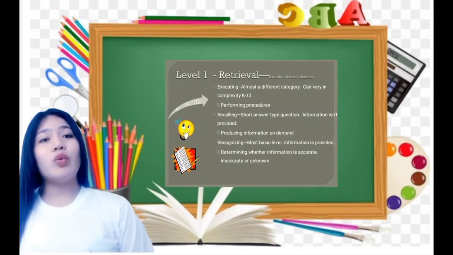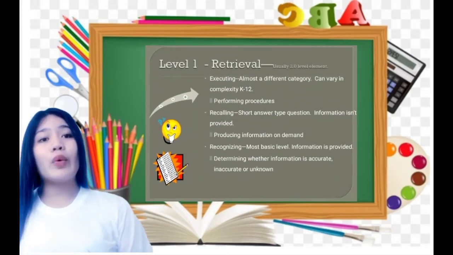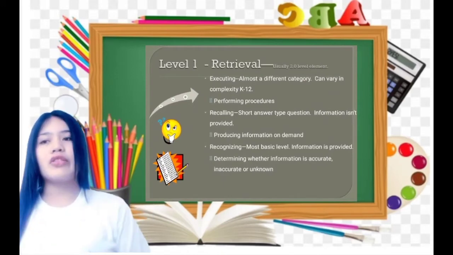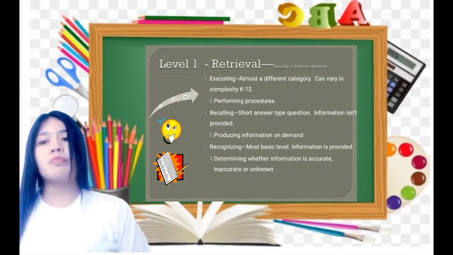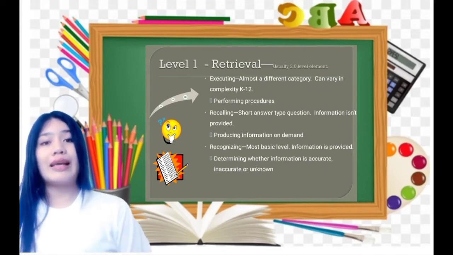So in level 1, retrieval, the following are under this. These are executing, recalling, and recognizing. In executing, almost a different category can vary in complexity. In recalling, short answer type question, information isn't provided. And in recognizing, most basic level, information is provided. So it will determine whether information is accurate, inaccurate, or unknown.